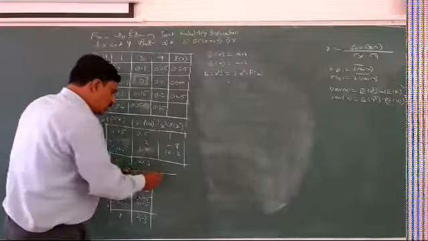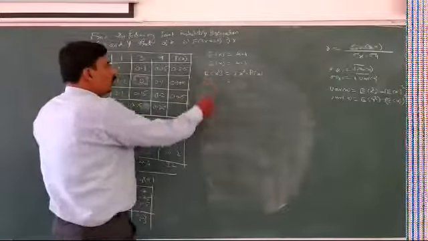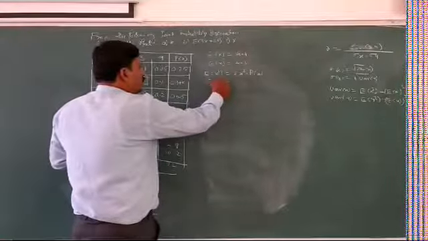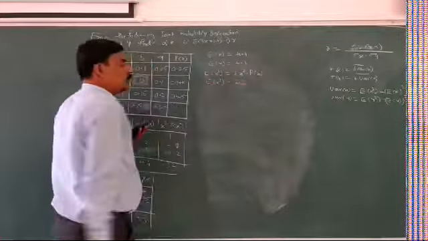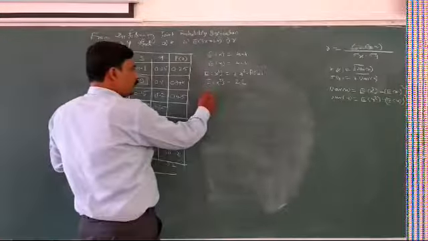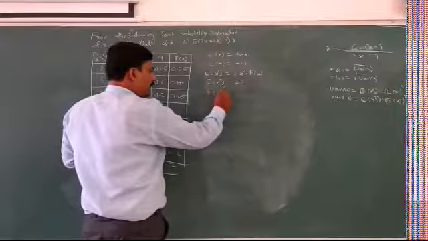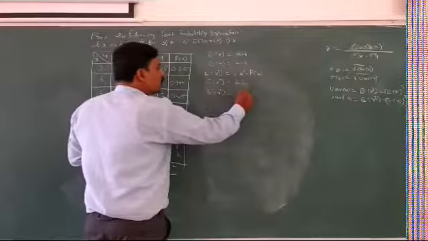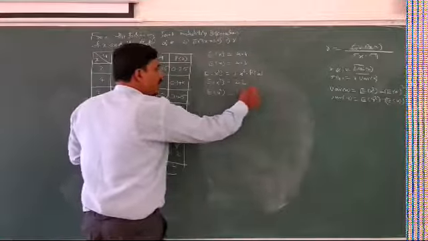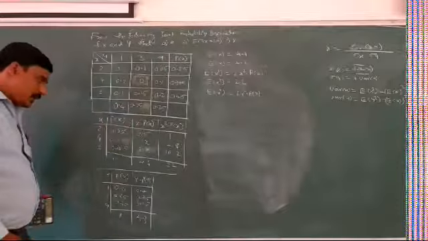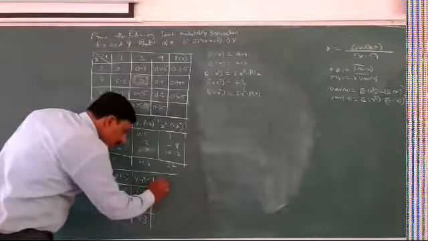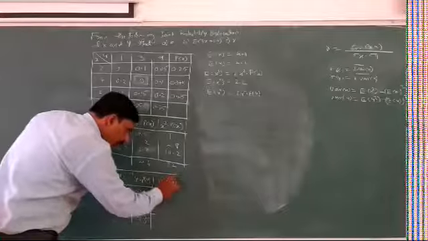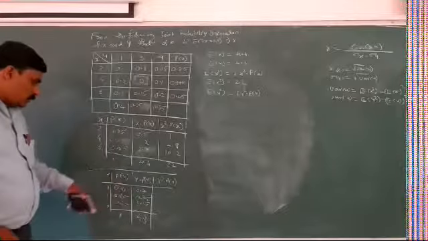1 is equal to 22. So expectation of x square is equal to 22. Now expectation of y square is equal to summation of y square into p of y. In the same way here, y square into p of y.